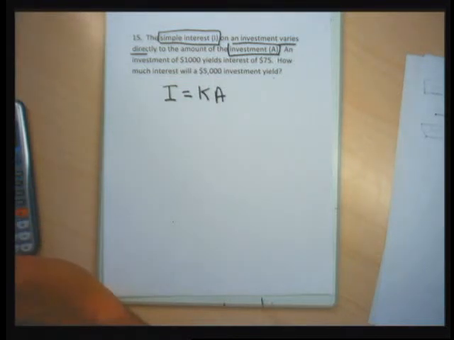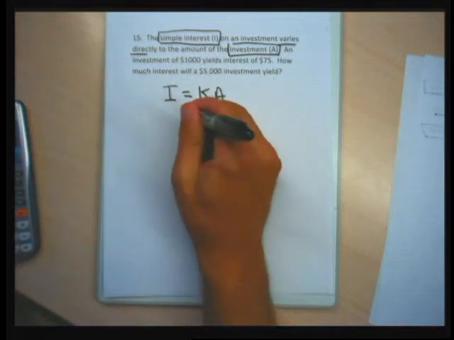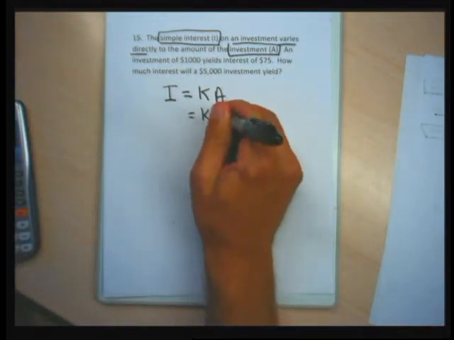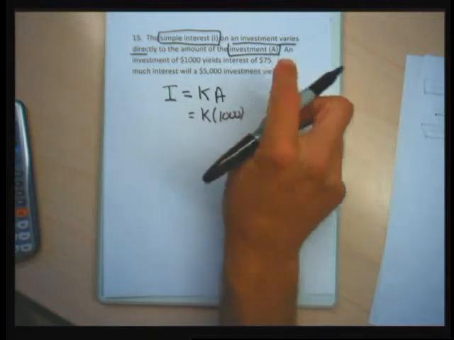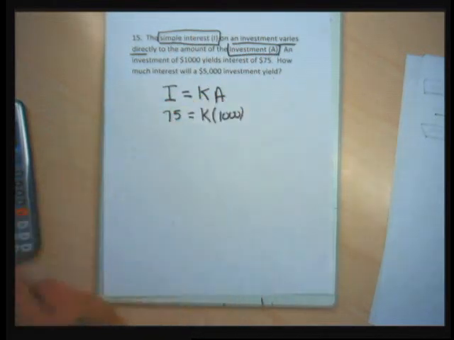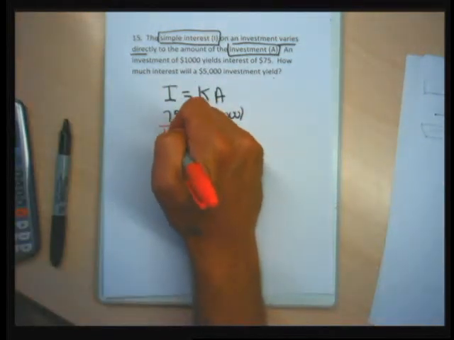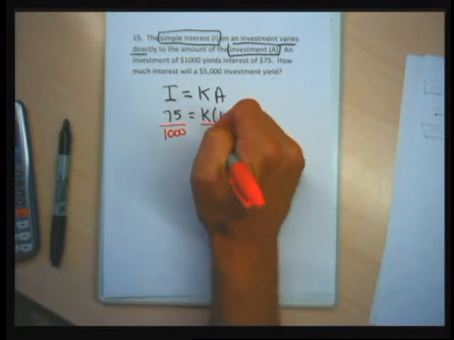Now I'm going to use the numbers in the second sentence. $1,000 is the amount of the investment. So I'm going to plug 1,000 in for A. $75 is the amount of the interest. I'm going to plug that in for I. I'm going to solve this for k to finish up the second sentence by dividing both sides by 1,000.